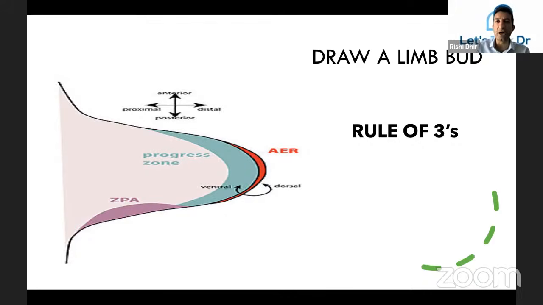And we have 3 zones where growth occurs: the apical ectodermal ridge at the tip, the progress zone just behind it, and the zone of polarizing activity. We then have 3 directions: proximal to distal, radial to ulnar or posterior to anterior, and dorsal to ventral. Okay, so I'll go through these in a bit more detail.